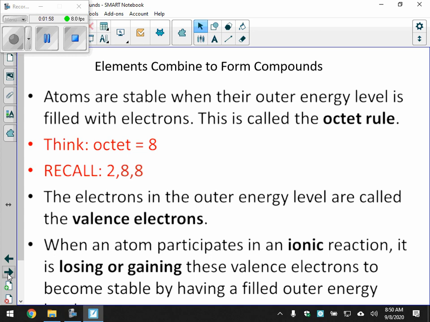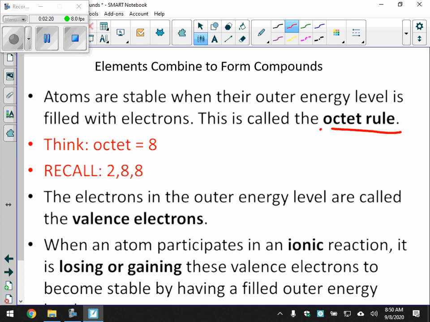That's why quite a lot of elements we do not find by themselves in the environment. We find them in a combined form because they try to become more stable. Atoms are stable when their outer energy level is filled with electrons. This is called the octet rule. So let's make sure we remember that octet rule. Oct, of course, means 8, so we're going to think 8.